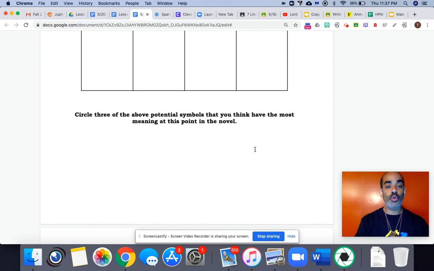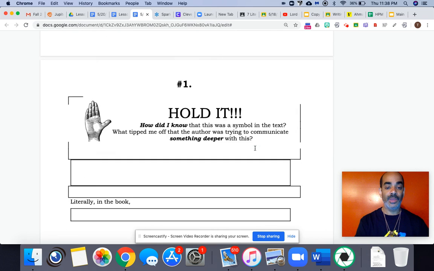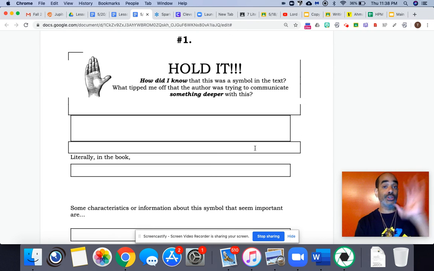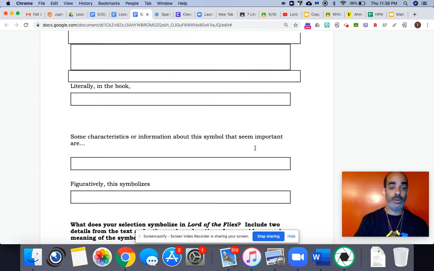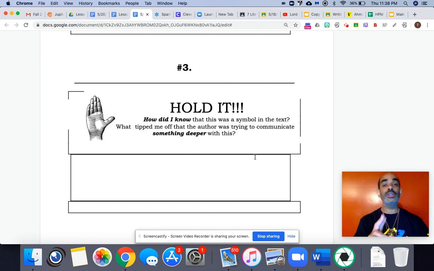Then you're going to circle three of those potential symbols that you think have the most meaning at this point in the novel. Then you're going to describe what these symbols mean through this format here. You're going to have one, two, and three. You only have to do one of these. If you do two or three, you will get extra credit. I'm only going to ask you to do one of these, but be thorough and complete. And if you would like extra credit, please go on and do the others. It's fine, as many as you can.